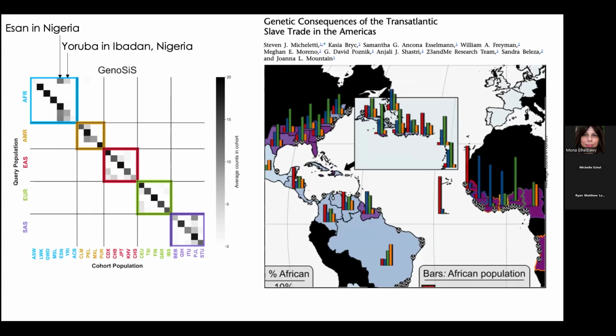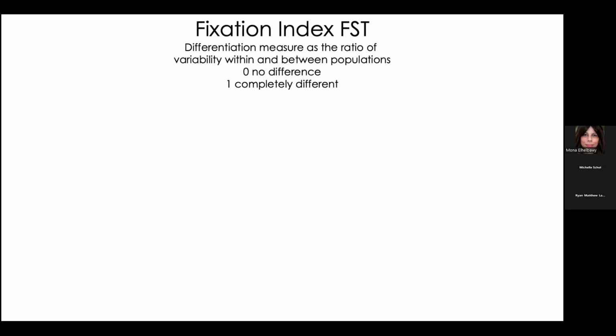All right, so this is all kind of semi-quantitative, right? We're saying we have a query from a group and the cohorts are also largely from that group. But we'd like to have a little bit better way of quantifying that. And so what we did here is we used this measure called the fixation index, FST. It looks at the ratio of the variation within populations and between populations. So 0 means the populations are identical, and 1 means they are completely different.